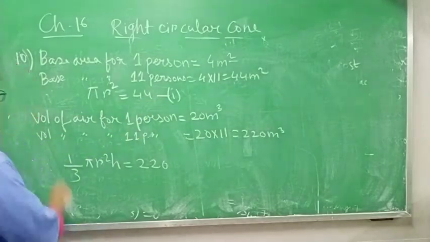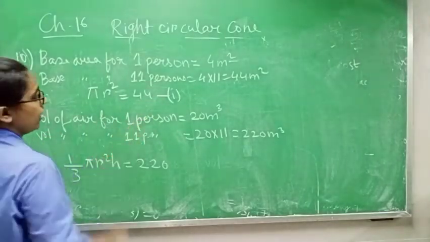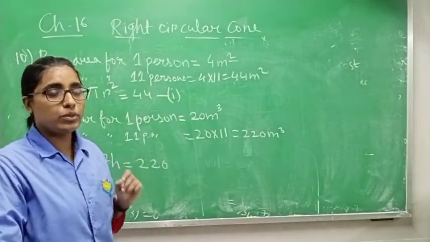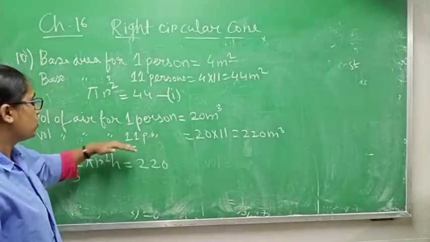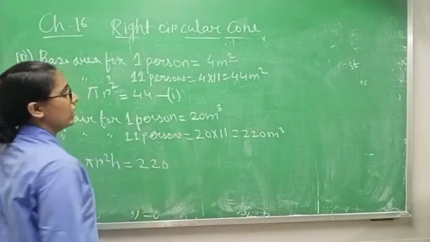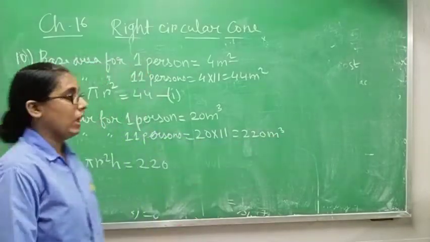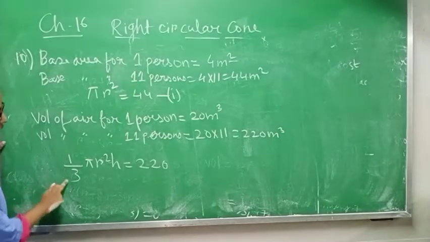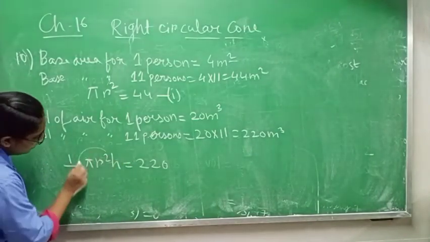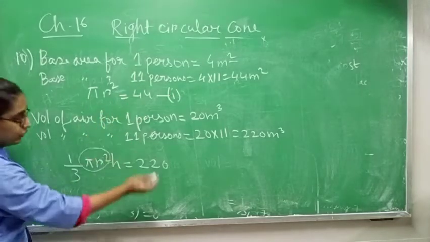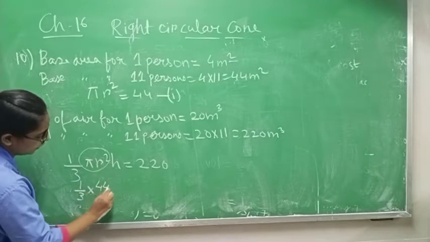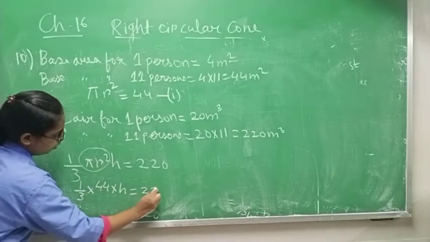Okay. Now volume of air for 1 person. 20 meter cube required, it is written for 1 person necessary volume of air is 20 meter cube. So volume for 11 persons, again you have to multiply this one, 20 into 11, 220 meter cube. And what is the formula for volume? 1 by 3 pi r square h equals to 220. Now in place of pi r square you can put 44. So 1 by 3 I am writing as it is. In place of pi r square I will write 44 into h equals to 220.